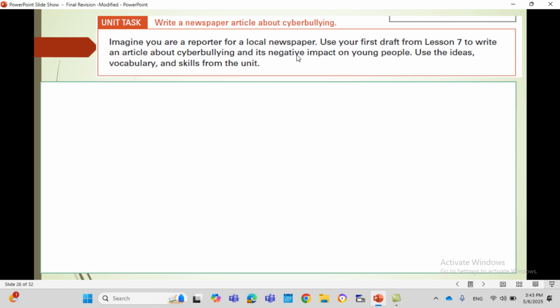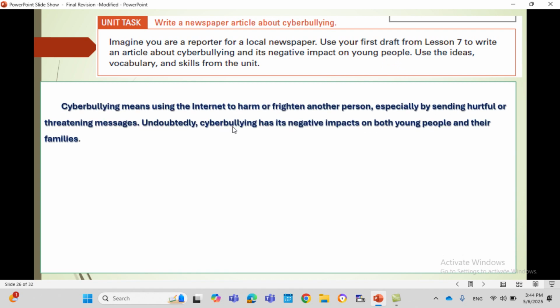Imagine you are a reporter for a local newspaper. You use your first draft from lesson 7 to write an article about cyberbullying. And here we are going to define what is cyberbullying before we start writing about it. Okay, and its negative impact on young people. Use the ideas, vocabulary, and skills from the unit. First, we start defining what is cyberbullying. Cyberbullying means using the internet to harm or frighten another person, especially by sending hurtful or threatening messages.